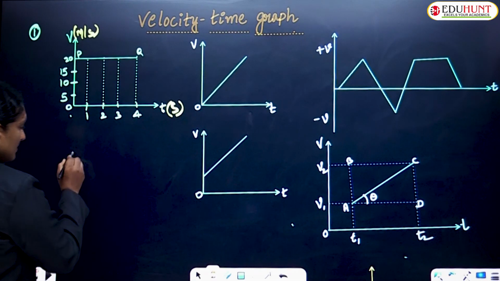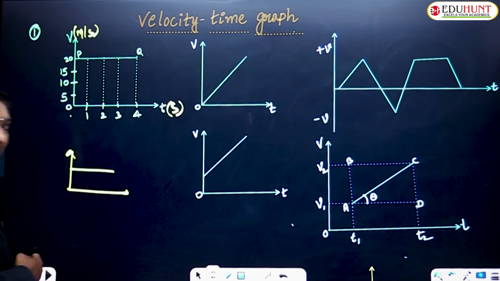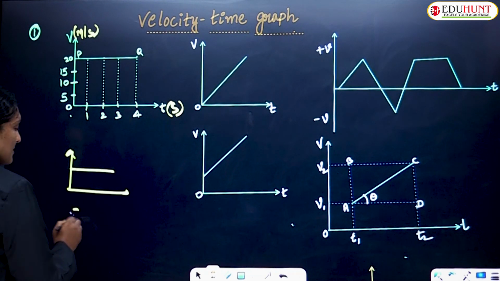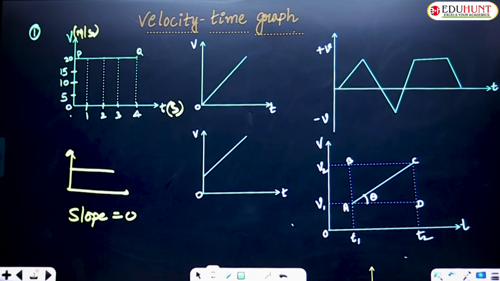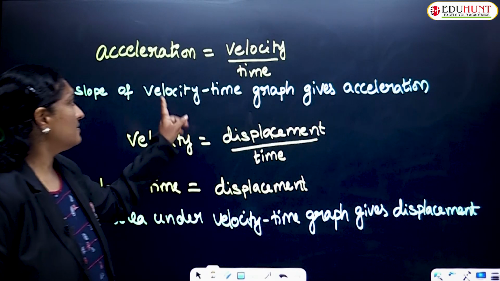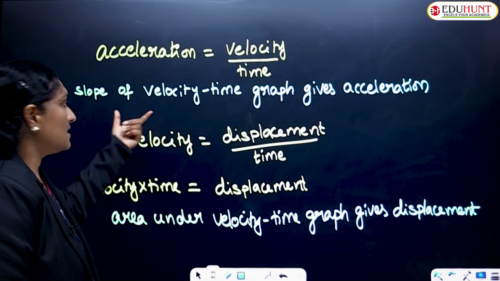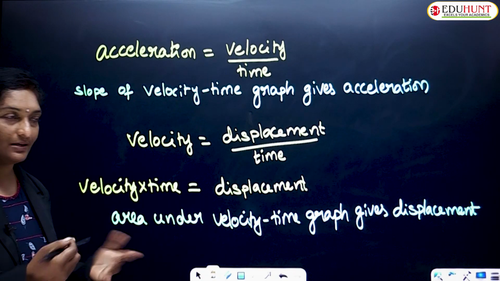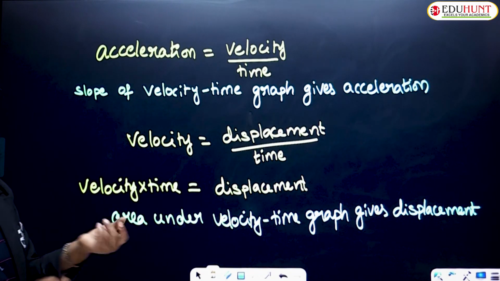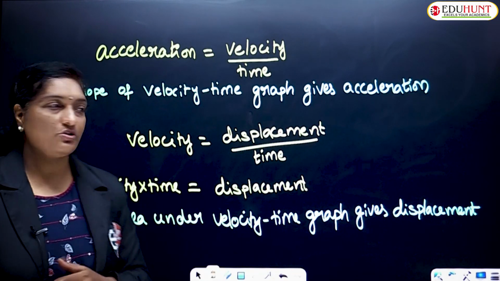So whenever there is no slanting position, simply parallel, then the slope of the graph is 0. Slope of the graph is 0. As I said, the slope of velocity time graph is acceleration. Since there is no slope, no slanting position, no angle, no tan theta, theta equals 0. Hence acceleration is also 0.